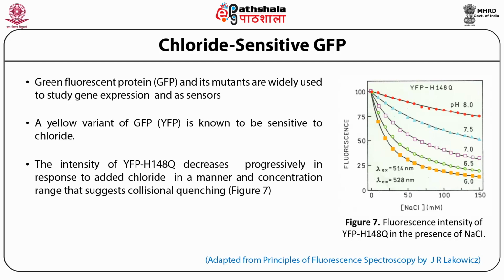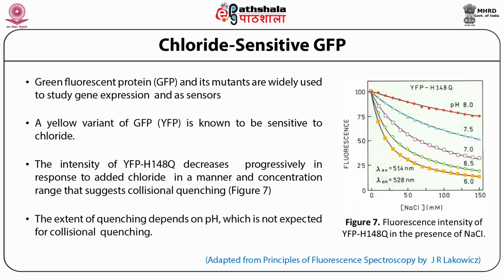The intensity of the YFP H148Q decreases progressively in response to the added chloride in a manner and concentration range that suggests collisional quenching. On the right hand side you can see the graph which shows the effect of pH on the intensity of the fluorescence of YFP H148Q in presence of sodium chloride. With increase in pH, the change in the fluorescence is visible. The extent of quenching depends on pH, which is not expected for collisional quenching.